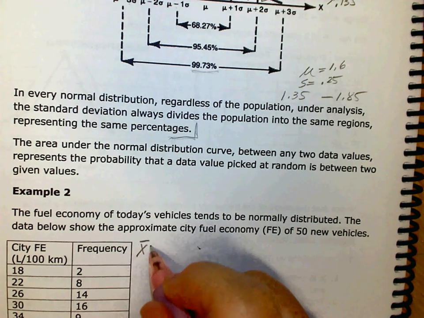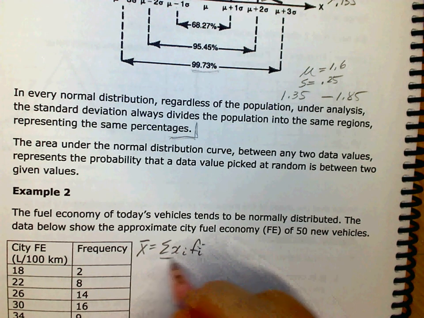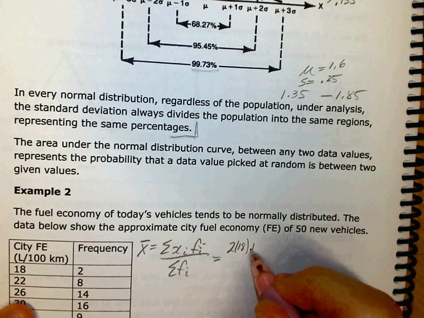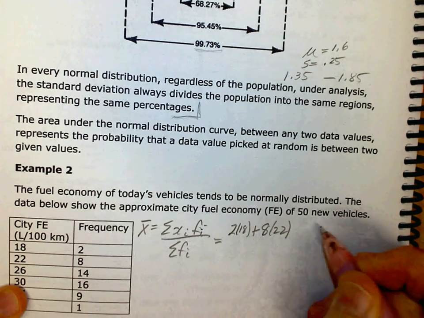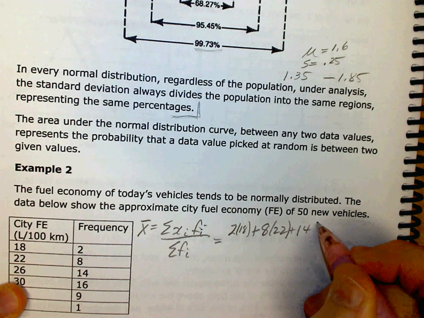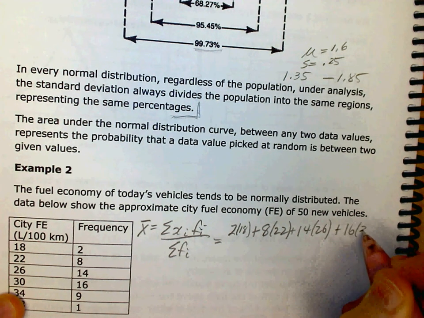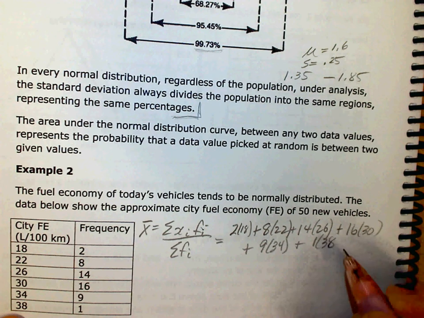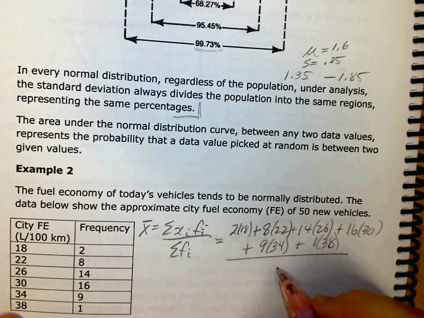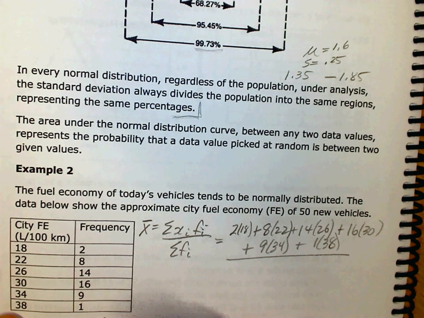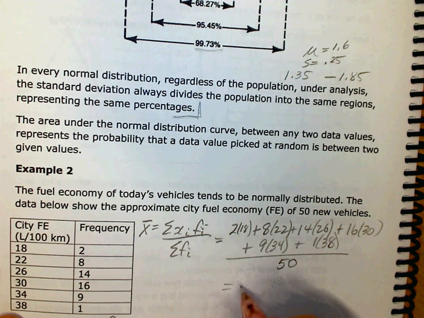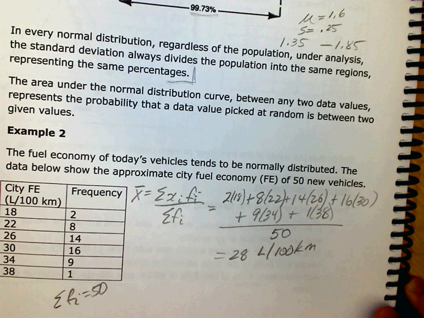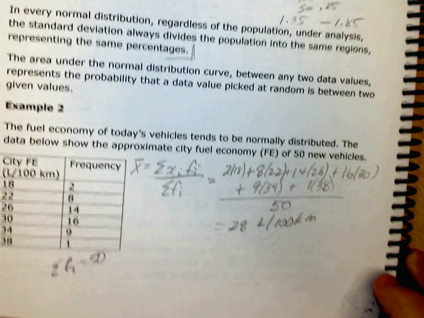X bar equals the sum of xi fi all over the sum of fi. So this is going to be 2 times 18 plus 8 times 22 plus 14 times 26 plus 16 times 30 plus 9 times 34 plus 1 times 38 all over 50. The sum of fi is equal to 50. So this is divided by 50, and we get 28 liters per 100 kilometers. So the average fuel economy of today's vehicles is it takes 28 liters to drive 100 kilometers.